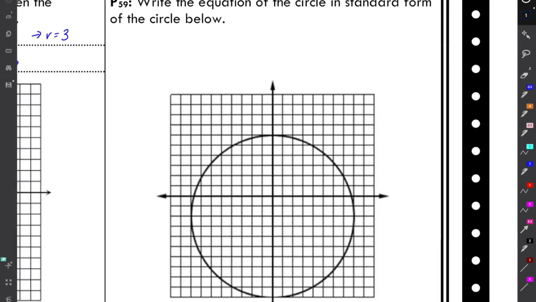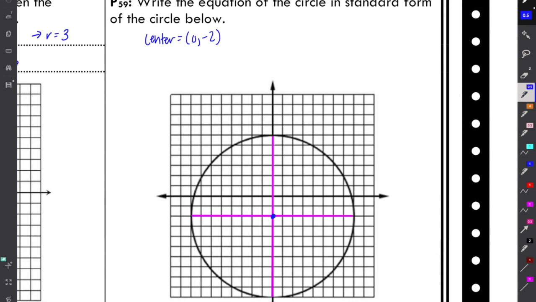All right, write the equation of the circle in standard form below. What I'm going to do is draw my 2 diameters, the vertical and the horizontal diameter, and wherever they intersect is going to give me my center. So those are my 2 diameters right there. Where they intersect would be coordinate 0, negative 2, right?